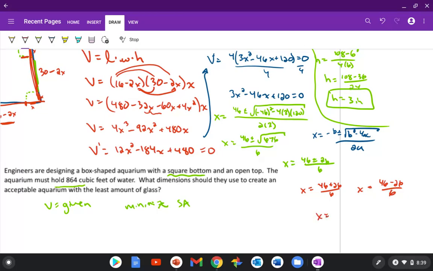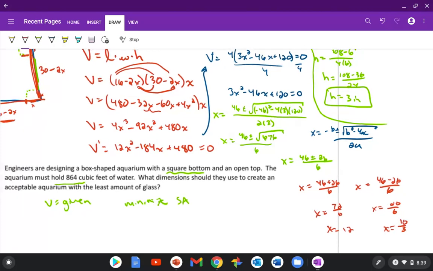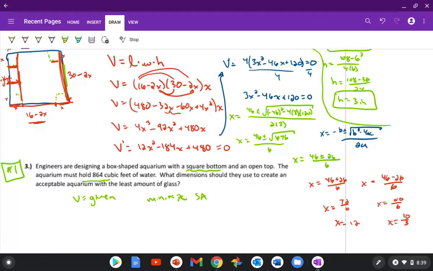So then we get 72 over 6, I believe, and 20 over 6. So from here, 72 divided by 6, we get 12. And this would just reduce to 10/3. All right, so we do actually have two possibilities here. x equals 12 or x equals 10/3.